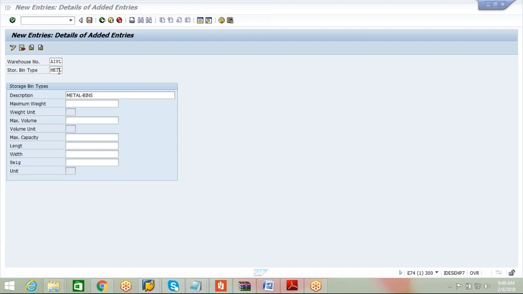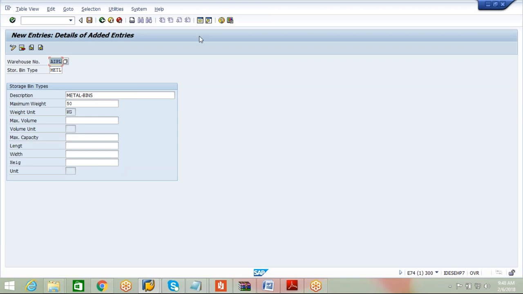Say here, I am going to create one storage bin type, metal bins. I am giving a maximum weight of 50 kgs. See here, in this field I am giving 50 and pressing enter. Automatically the weight unit kgs comes to this field. This field is disabled. From where is it coming?